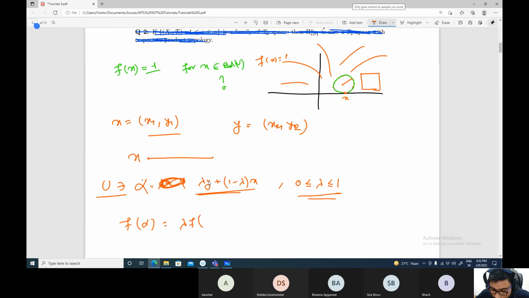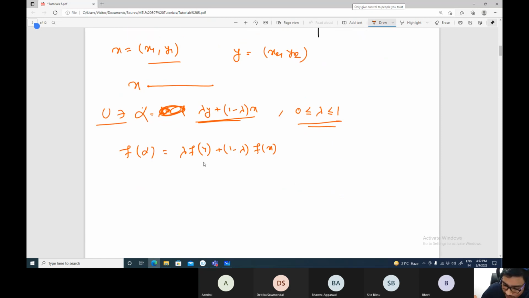Oh, so then it should be lambda of f(y) plus 1 minus lambda of f(x), right? So what is lambda f(y)? It is 1, according to the definition. Or what is f(x)? It is 0. This is lambda. Now define your f(alpha) to be that lambda.